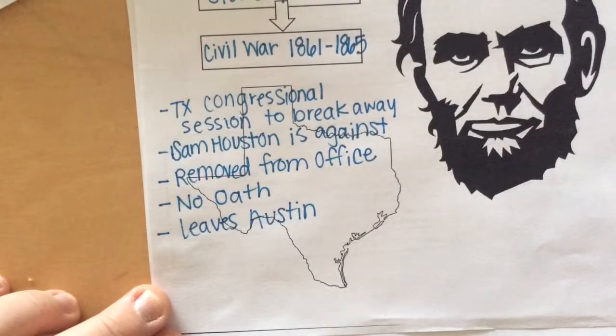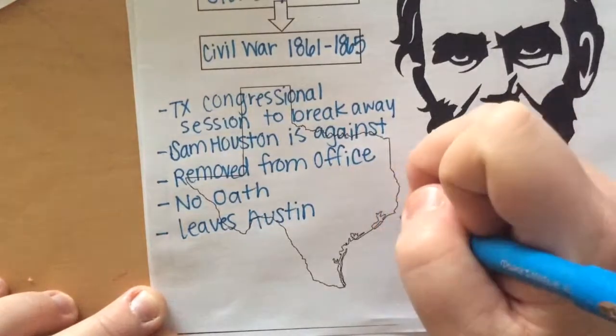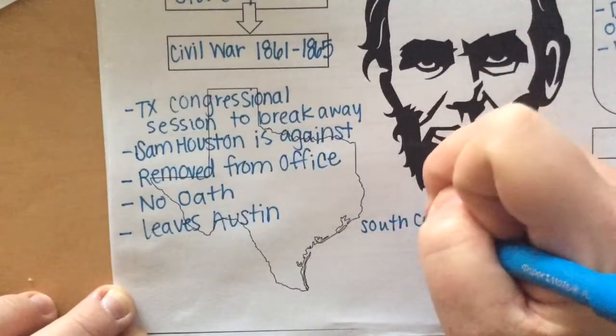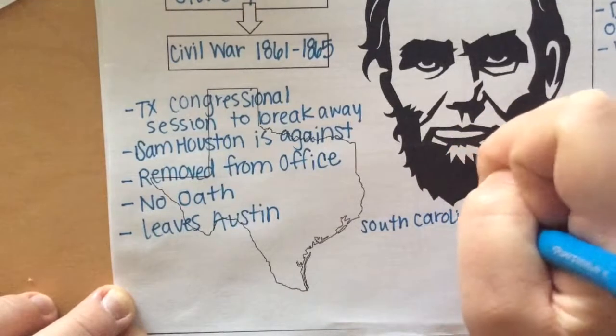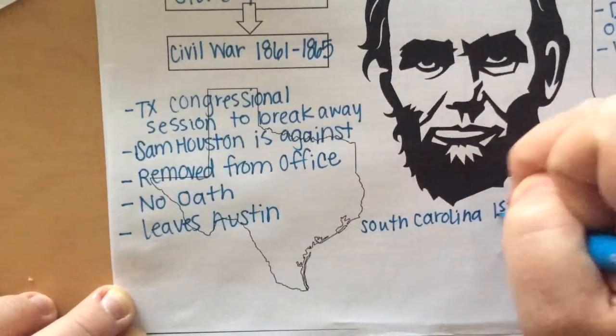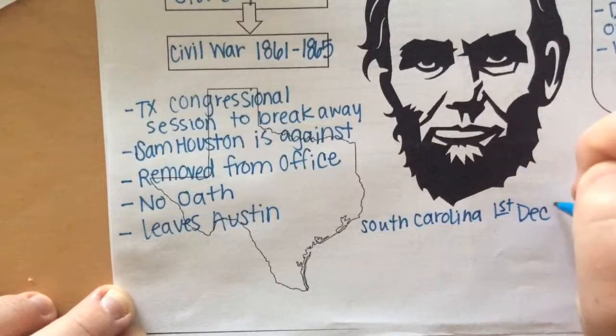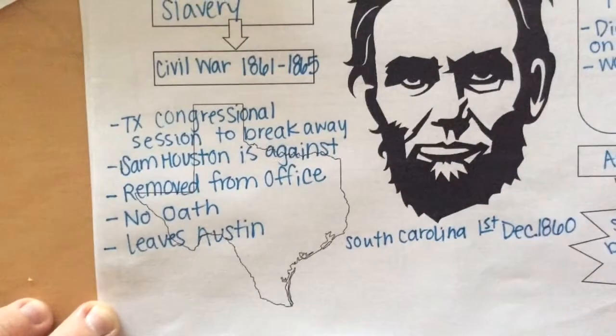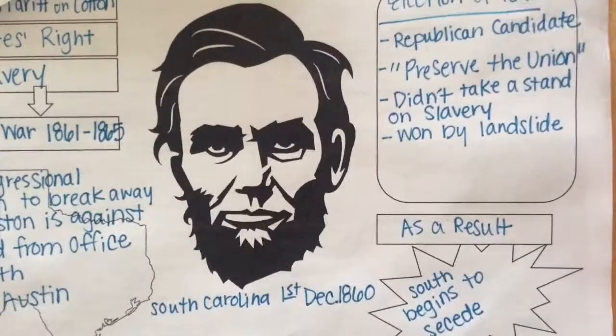So Texas is actually not the first state to secede. The first state to secede, meaning leave the United States, was South Carolina. And that happens in December of 1860. So that's like almost immediately after they get the election results. South Carolina's like, I'm out, dude. I don't want Lincoln. I want my slavery, and it's going to stay that way.